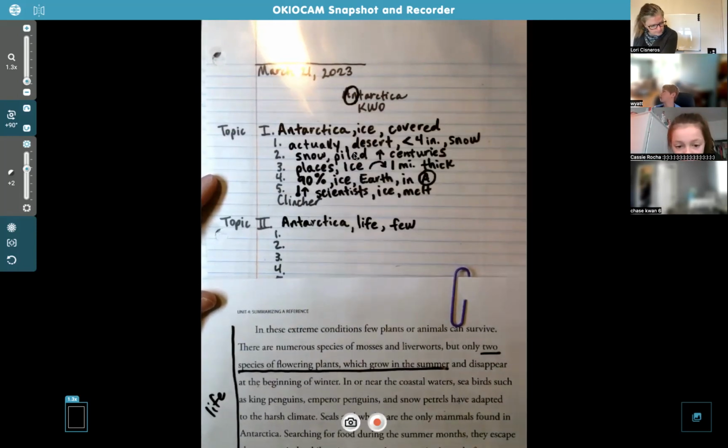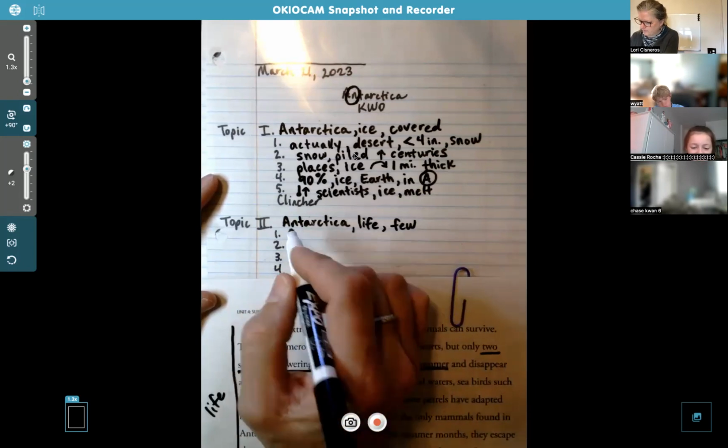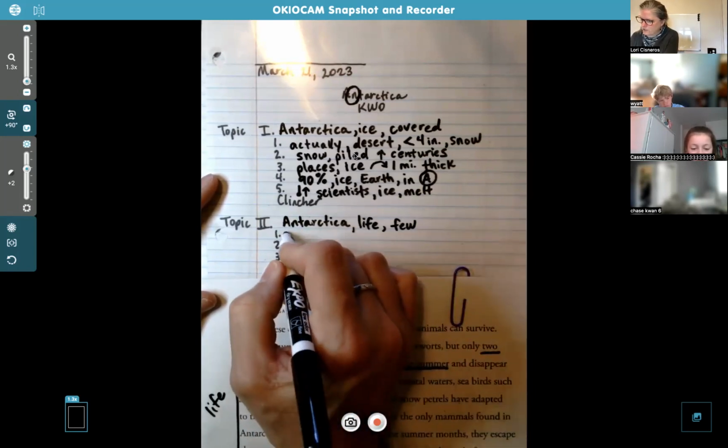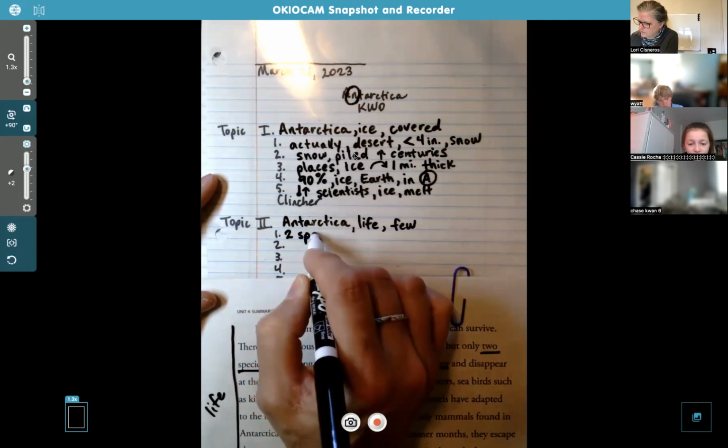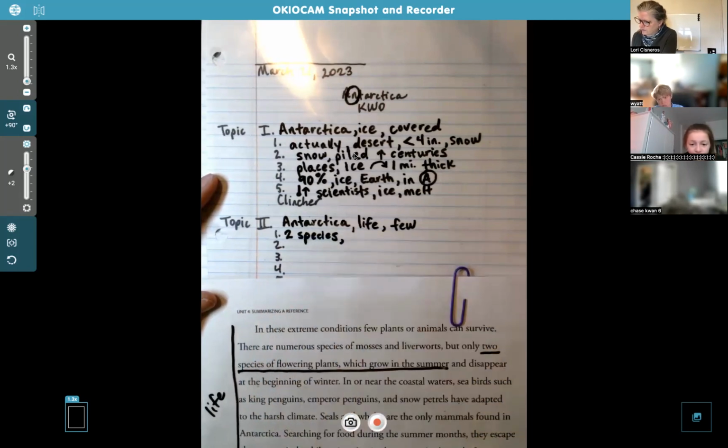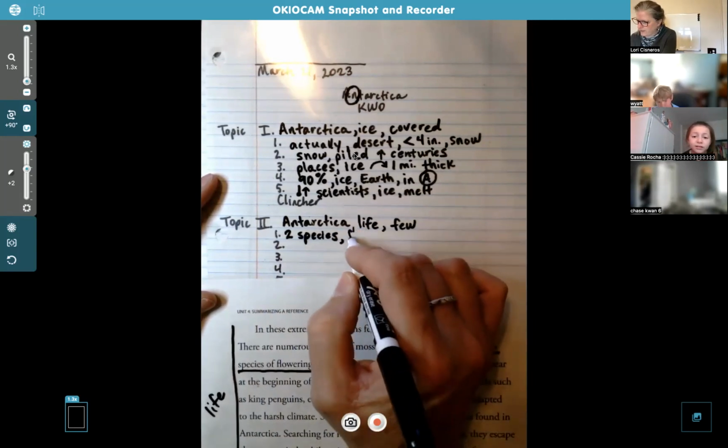2 maybe? No, not 2. I think the number 2, then we don't have to count that, right? Okay. Maybe only. Only, maybe, but you already have 2. Species? Yeah, species, I think so. Flowering. I think so, flowering, yeah.